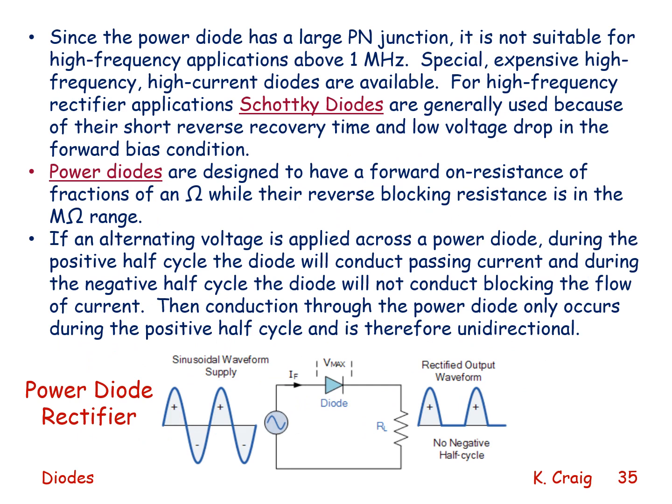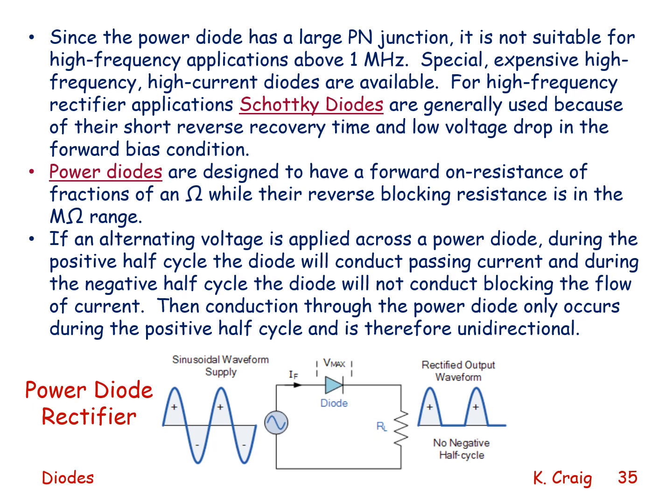Since the power diode has a large PN junction, it is not suitable for high-frequency applications above 1 megahertz. Special, expensive high-frequency, high-current diodes are available. For high-frequency rectifier applications, Schottky diodes are generally used because of their short reverse recovery time and low voltage drop in the forward bias condition. Power diodes are designed to have a forward on resistance of fractions of an ohm, while their reverse blocking resistance is in the megohm range.